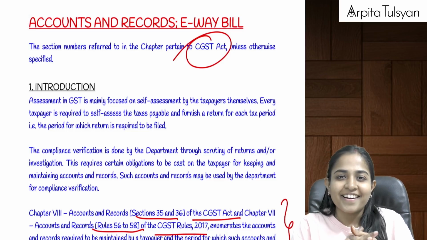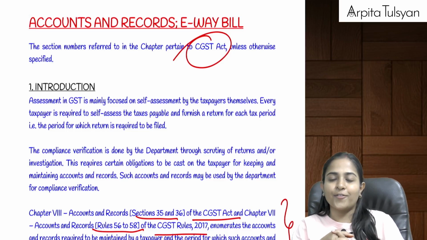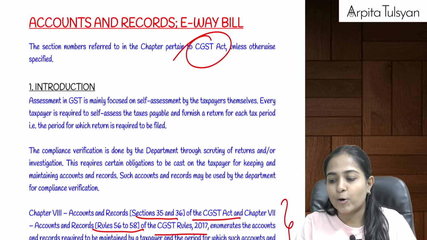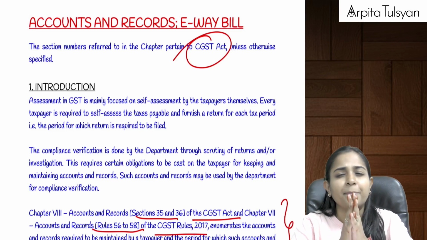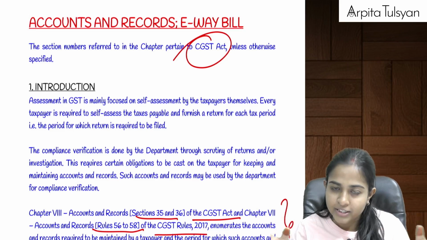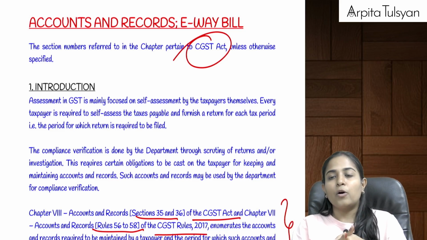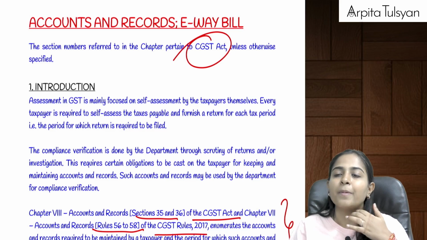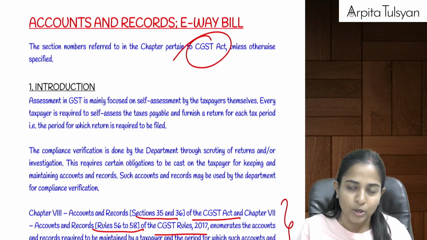Okay, so let's start with a super quick revision of the next chapter, that is Accounts and Records, e-way bill. Very simple chapter. Please do not leave it for your exams. Scoring chapter, simple chapter, chota chapter. Very easy. Okay, now we'll divide the chapter into two parts. First part is accounts and records. Second part is going to be your e-way bill.